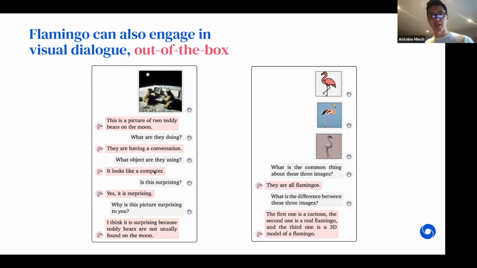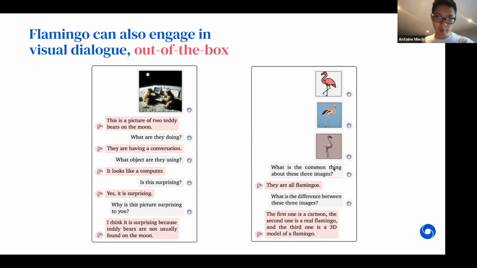A second example I found quite exciting is here. On the right-hand side, you have a particular instance of multiple images, not just one image. That's possible because the Flamingo language model is able to ingest any kind of arbitrarily interleaved image and text. Here, for instance, you can have a sequence of 3 images and then a bunch of text, and the model is able to be conditioned on this full sequence of image and text. In that particular example, I've uploaded 3 instances of flamingos of different styles, and I'm asking what are the common things about these 3 images?